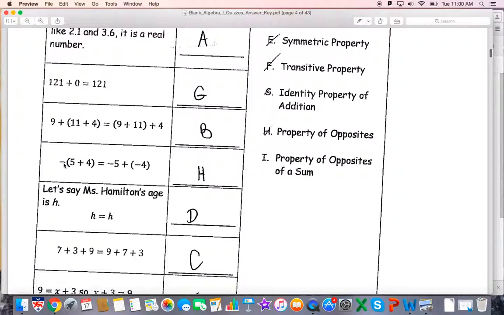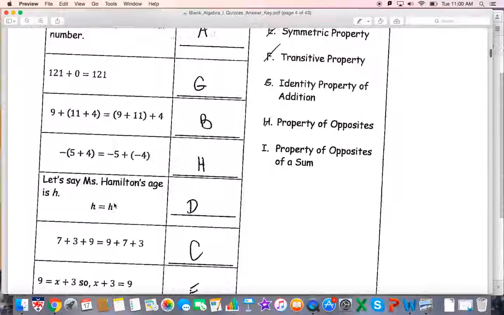Now here we have a negative sign outside parentheses, and if you have the negative of this in here, you actually are negating both things. So it's actually negative 5 plus a negative 4. And that is the property of opposites. So we're taking the opposite of this and we get it over here.